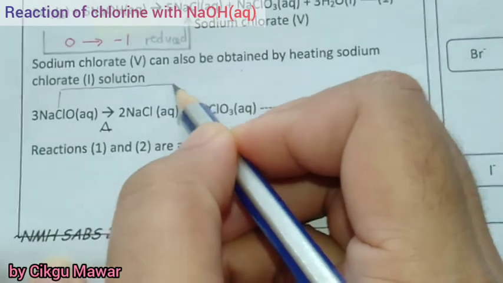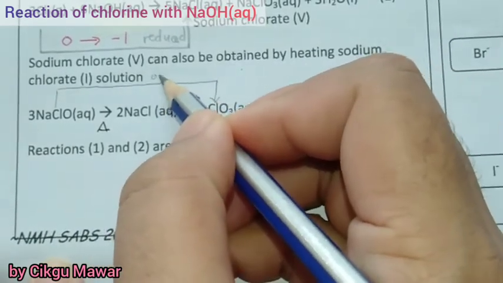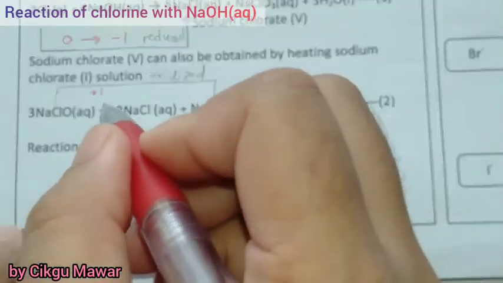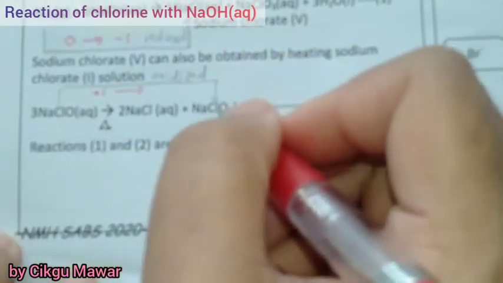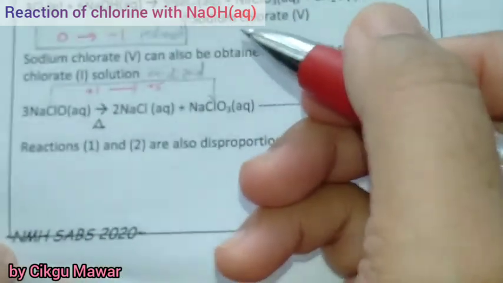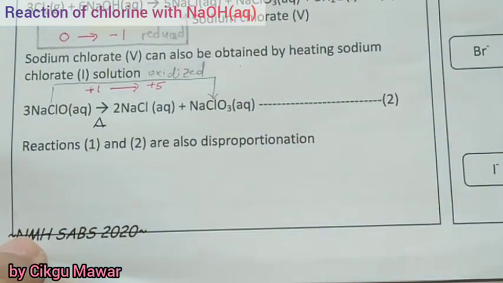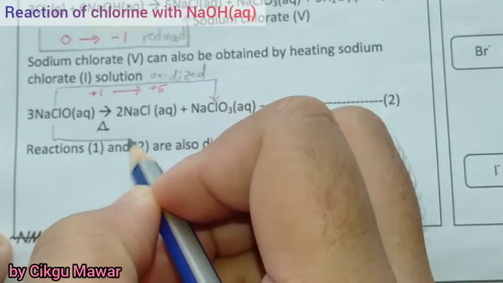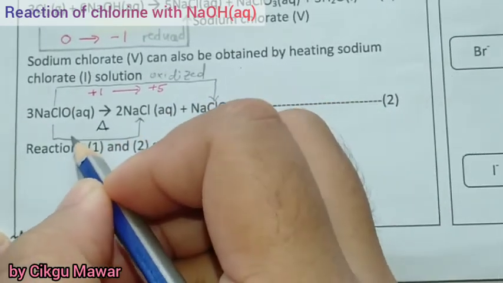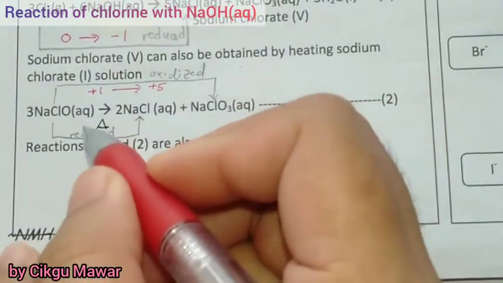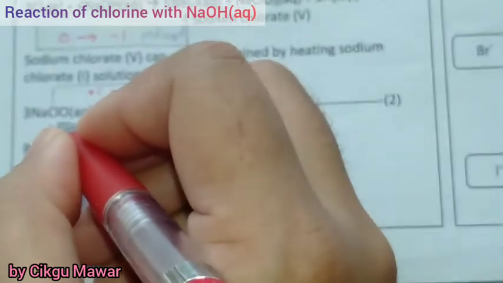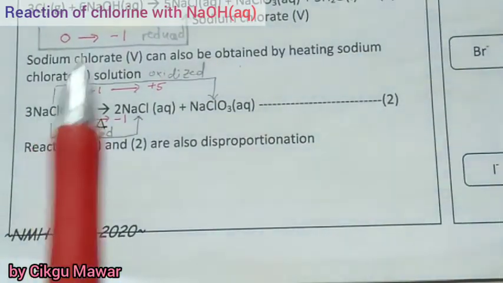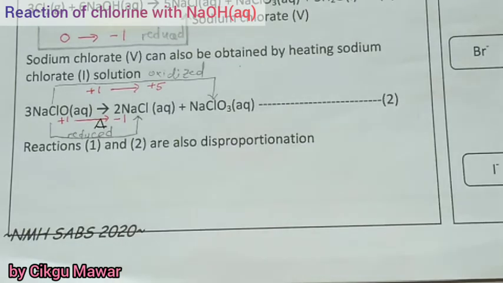chlorate 1 will oxidize to form chlorate 5, which is oxidized from positive 1 to positive 5, and then reduction also occurs, from chlorate 1 it will form chloride ion, so it will reduce here, from positive 1 to negative 1. So that's why this reaction is also called the disproportionation reaction.